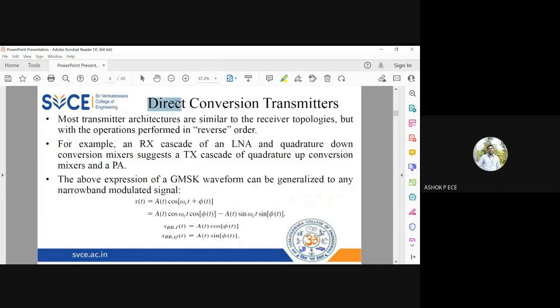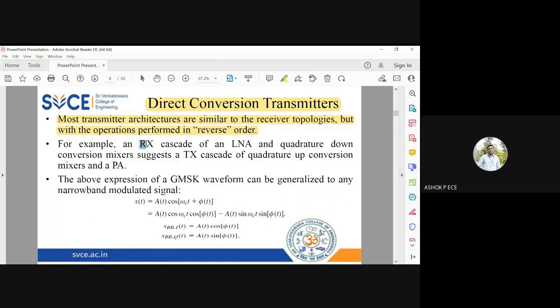So now we go to the first step, direct conversion transmitters. Very simple. Similar to the receiver, we are going to see the transmitter architecture also, but it is going to be very simple because, having known about receivers, it is going to be exactly the opposite, right? So it is going to be the direct conversion transmitter architecture.